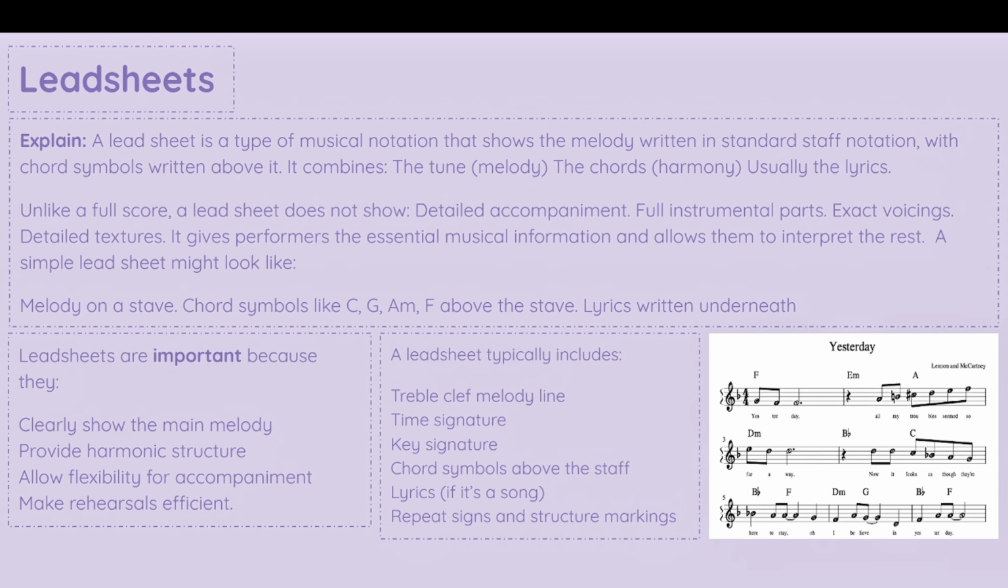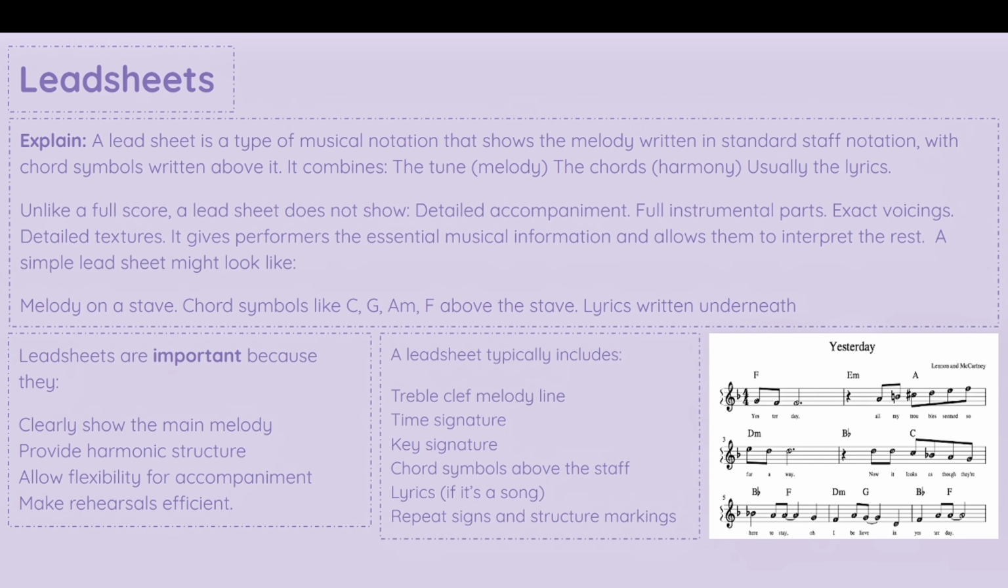A simple lead sheet might look like melody on a stave, chord symbols like C, G, Am, F above the stave, and lyrics written underneath. A lead sheet is usually used for one instrument, and it shows a single instrumentalist what to play. So it would show the guitarist what parts they are playing and what notes to play at what time.